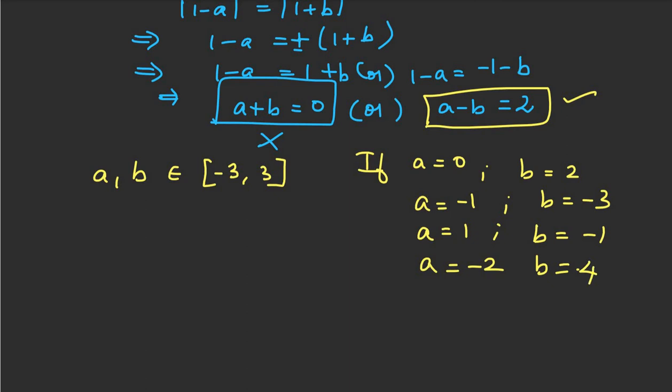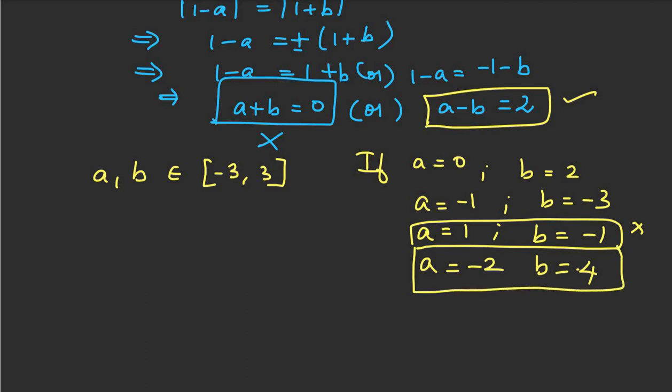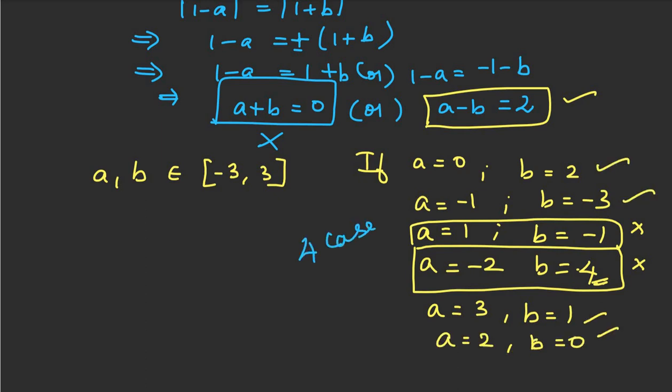Now what about this term? If I take a is equal to 1, b is equal to minus 1, that gives me a plus b is equal to 0. So I cannot take a is equal to 1, b is equal to minus 1. And a is equal to minus 2 and b is equal to 4 is not possible because 4 exceeds the limit here. Now next we take a is equal to 3, we get b is equal to 1.